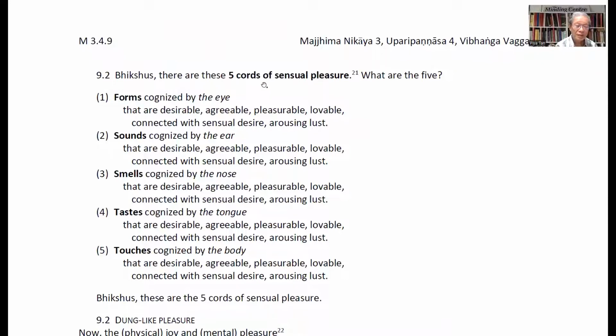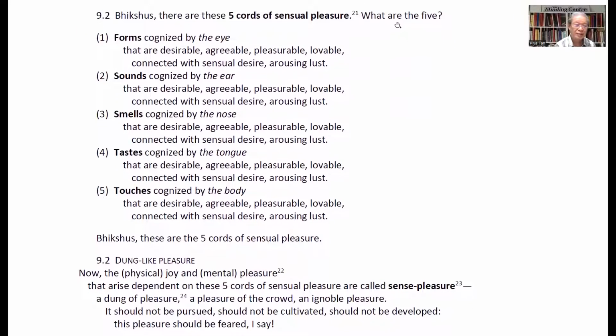Bhikkhus, there are these five cords of sense pleasure. There are these five things that bring us desire, to get caught up with. What are the five? Forms cognized by the eye that are desirable, agreeable, pleasurable, lovable, connected with sense desire, arousing lust. Because here, if you look at first forms and you see the second word is sounds, then you know this is about the five senses. These are called five cords of sense pleasure because they're like cords, like ropes. They tie you. You get caught, tied to them, held down by them, burdened by them. So first, we are attracted to forms. We love to see beautiful forms, pictures, people, and so on. Then desire, lust arises, and we suffer as a result.